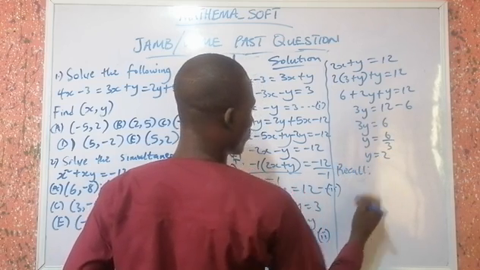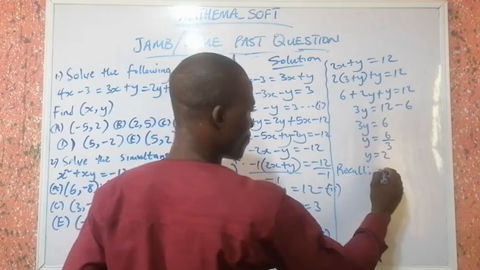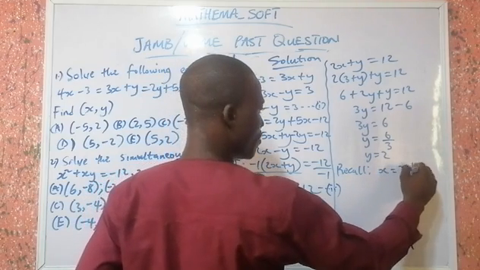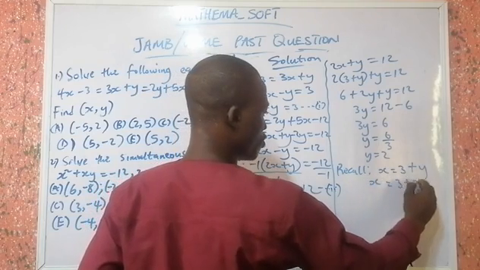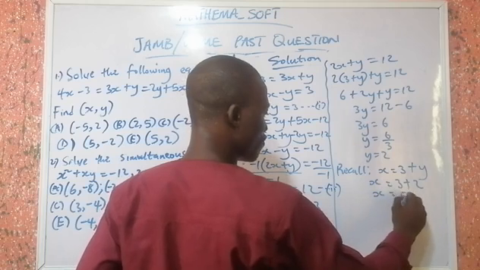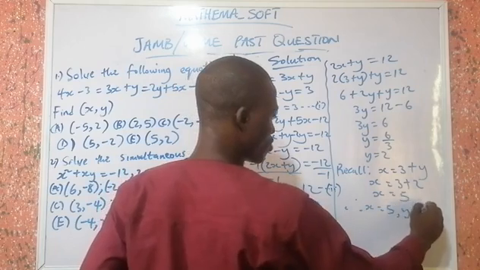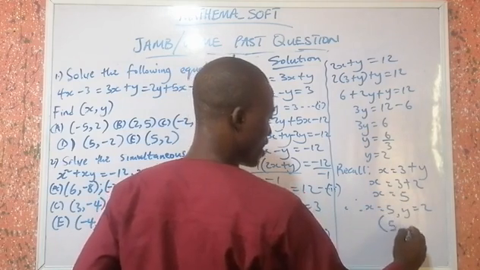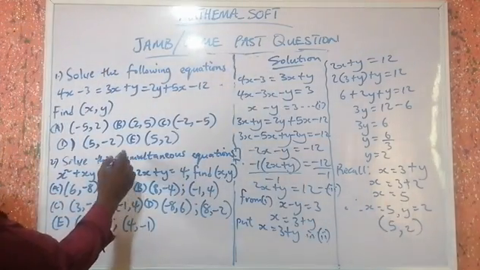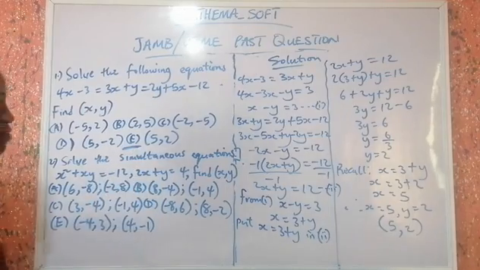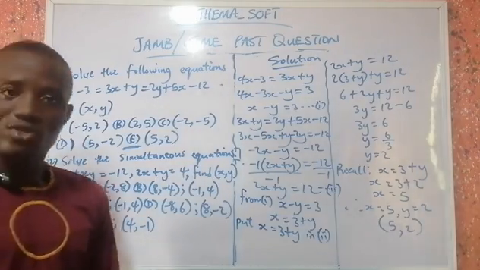Recall the equation for your x. You already have it that x equals 3 plus y. So you can say x equals now 3 plus 2, which is your y. x equals to 5. Therefore, x equals to 5, y equals to 2, or you can see it being written as 5, comma, 2. So let's go to the options. E is our correct option, where we have x as 5, y as 2. So I hope you understand that.